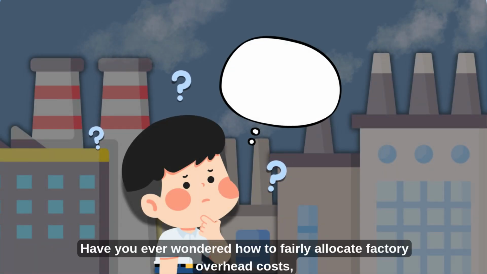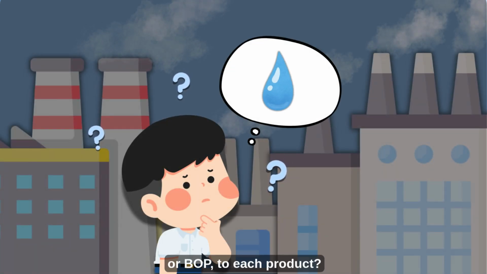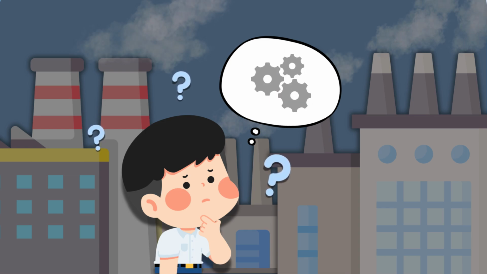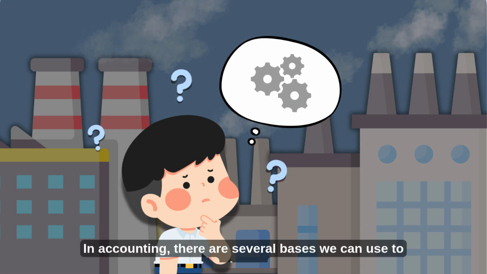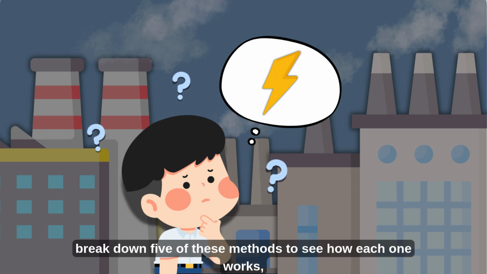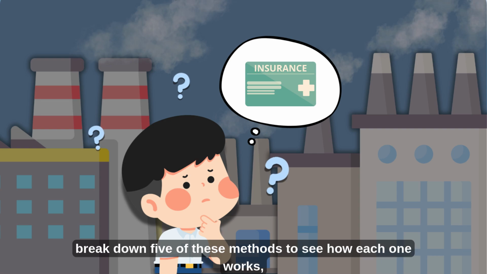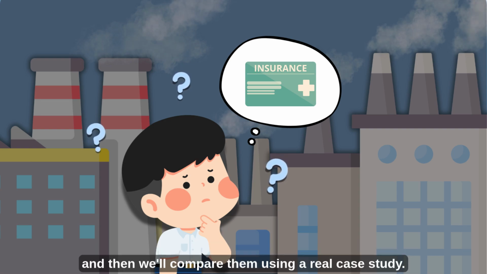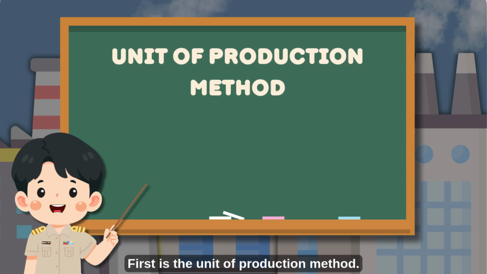Hello everyone! Have you ever wondered how to fairly allocate factory overhead costs, or BOP, to each product? In accounting, there are several bases we can use to charge these overhead costs. Let's break down 5 of these methods to see how each one works, and then we'll compare them using a real case study. First is the unit of production method.